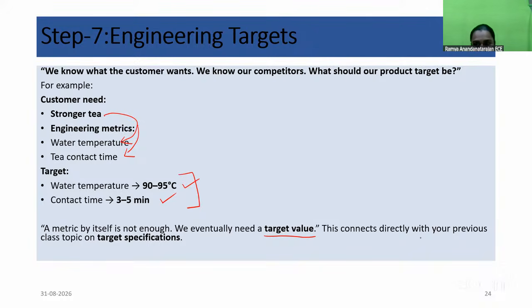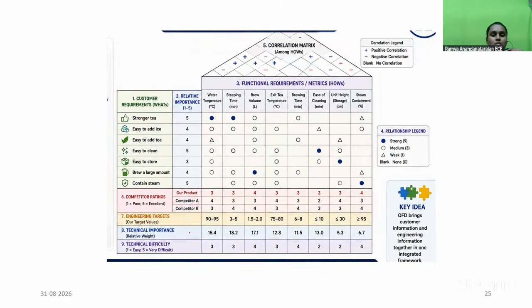This connects directly with your previous topic, that is target specifications. The last class we discussed how a metric is designed, that is it is the parameter that is being measured along with the value. So from that value, based on that value, we set the target here. So this is step 7, that is till here we have completed.